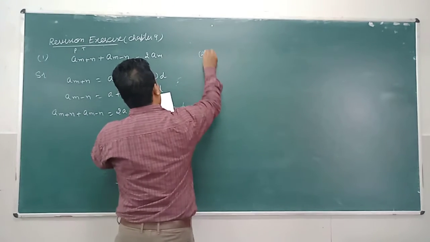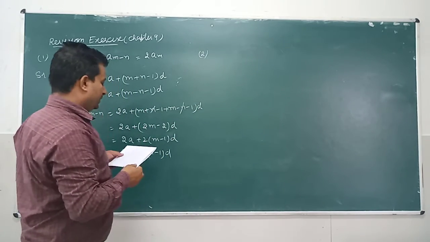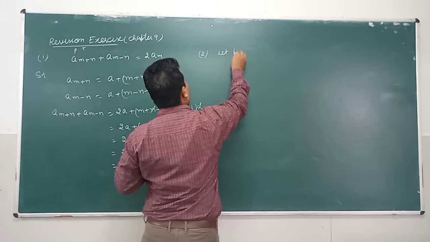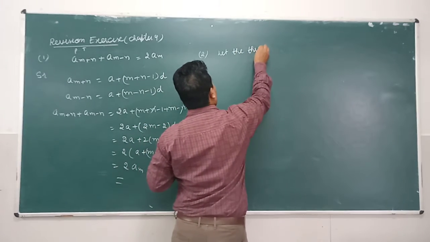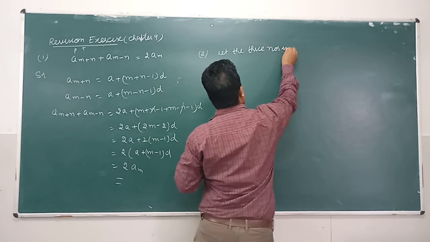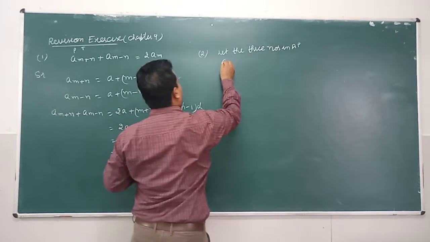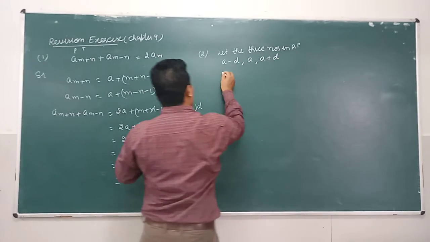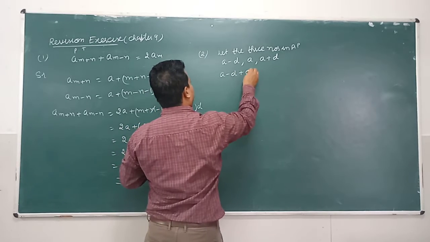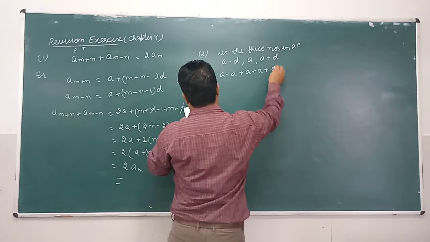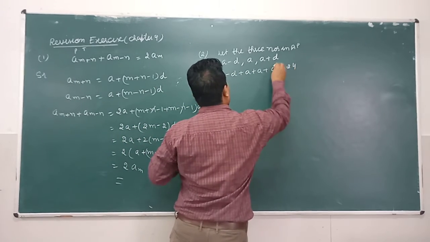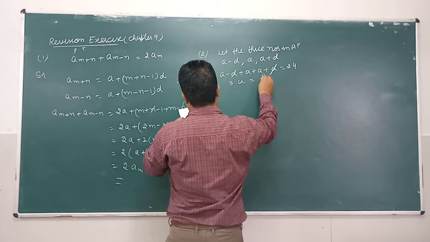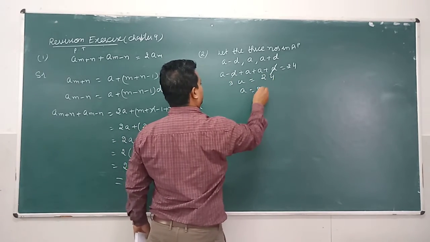In question number 2, the statement is if the sum of the three numbers in AP is 24, let the three numbers in AP. Three numbers are a minus d, a, a plus d. We have the sum of these three numbers which is equal to 24. So d is cancelled out. 3a is equal to 24, so a is equal to 8.